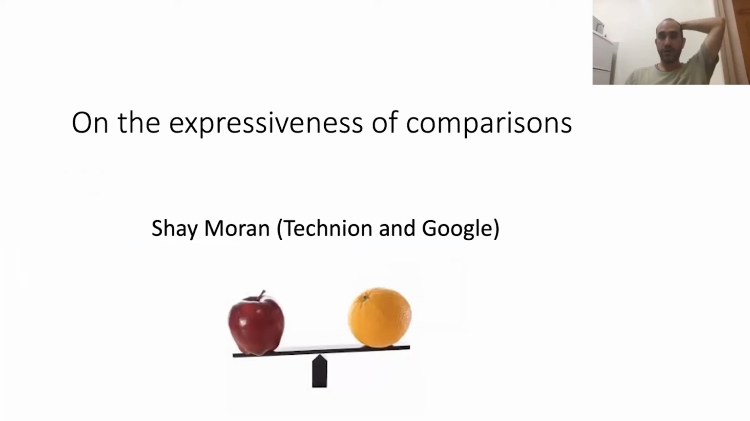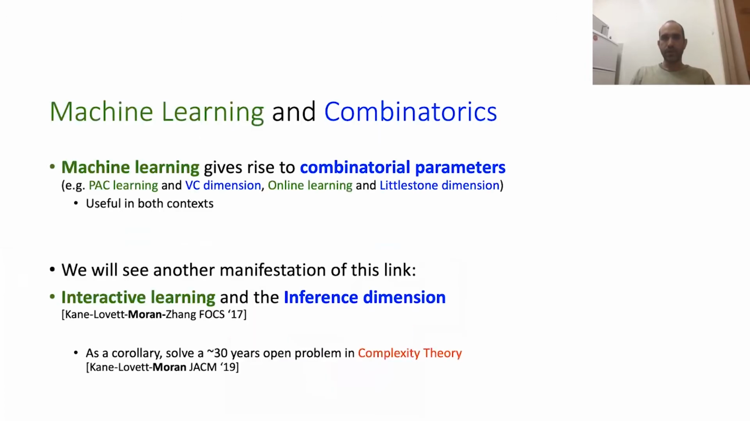So I will talk about, in the most general sense, the expressiveness of comparisons, and as we will see, this will also lead to this k-SUM related question. First of all, to connect it to the topic of this workshop: by now we see in many cases that machine learning settings give rise to combinatorial parameters, and two famous examples are PAC learning and the VC dimension, and online learning and the Littlestone dimension, and it's useful in both contexts.